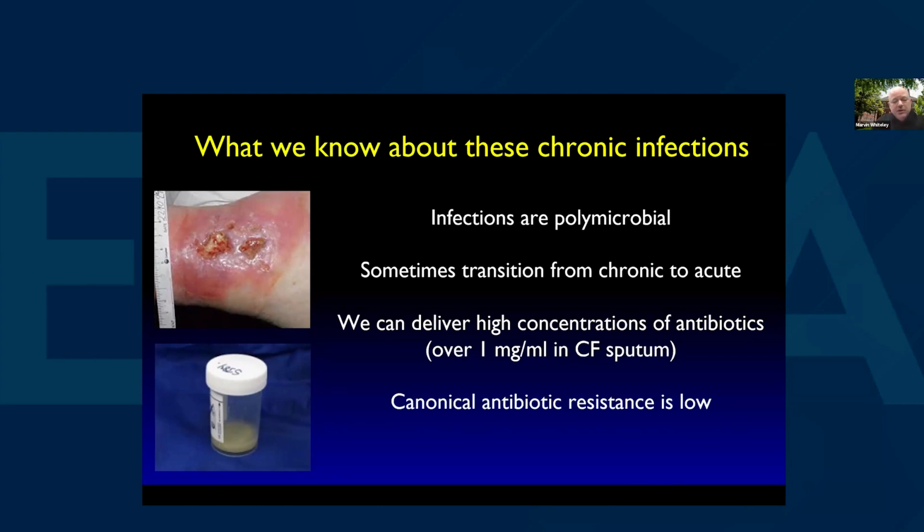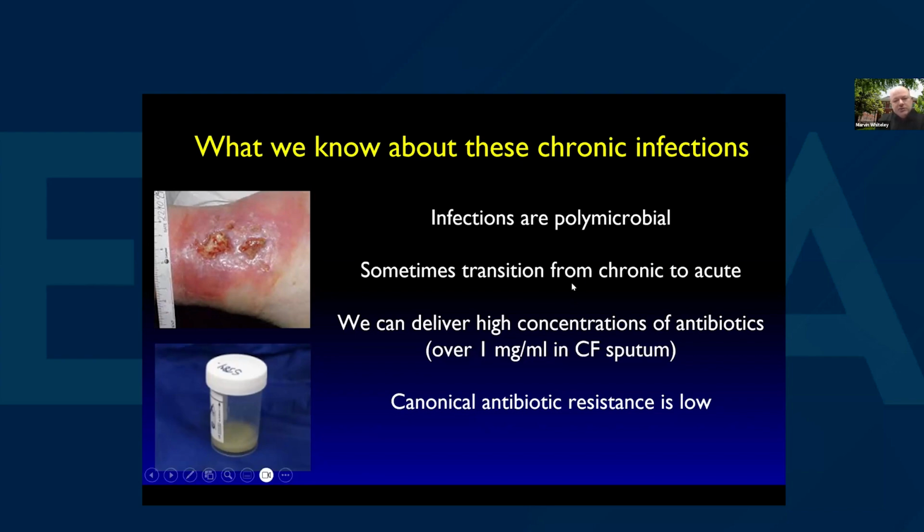The couple of things that we know is even though we can get really high levels of antibiotics in, first off, we often do not sterilize these infections. We do not kill all the bacteria there. Even though if we take these bacteria out of the lung or out of the wound and we grow them in the lab and we actually look with standard assays whether they're resistant to these antibiotics, this canonical antibiotic resistance is actually quite low, and it's a lot lower than you would predict it to actually be.